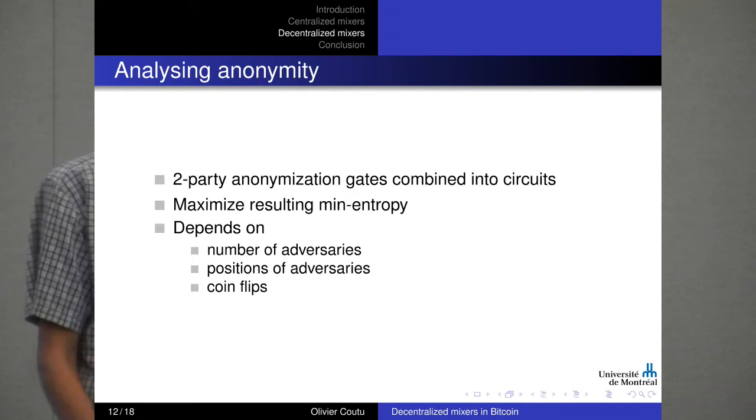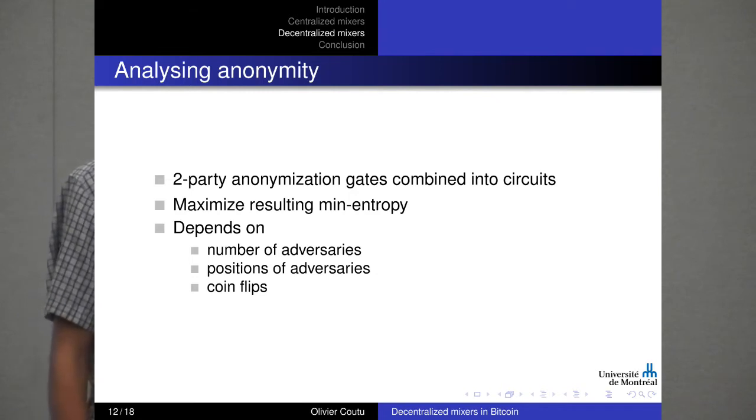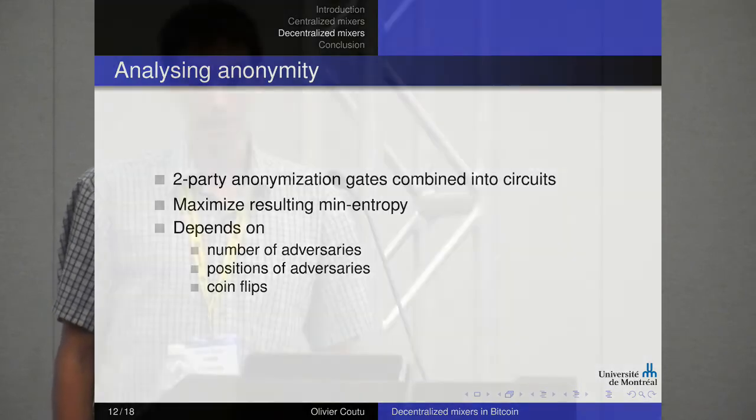Now, we have to be careful here because N is in all mixing protocols. The adversary can actually be part of the mixing protocol and either be malicious or active, or just look at the results of the transactions. So really, this min entropy that we're trying to calculate depends on the number of adversaries, on the position of these adversaries in the circuit, and on the result of the coin flips.